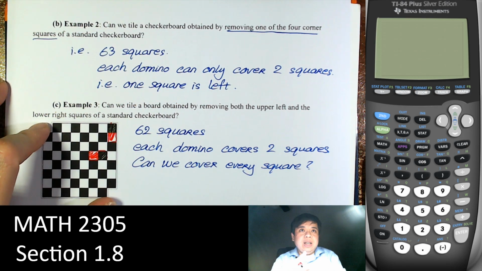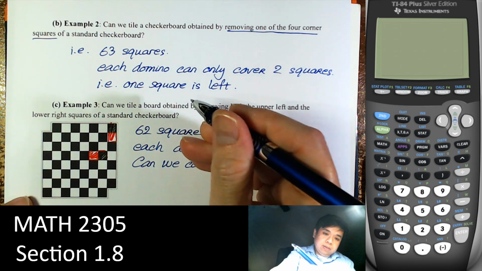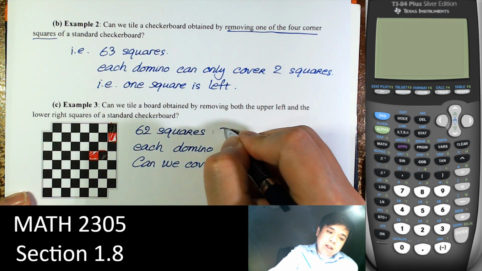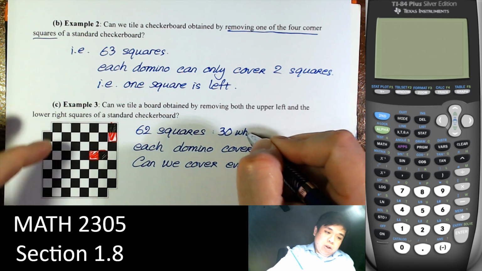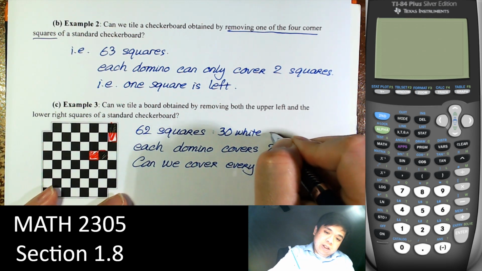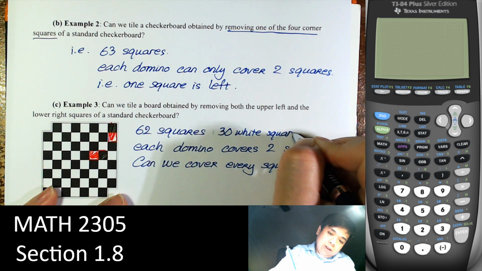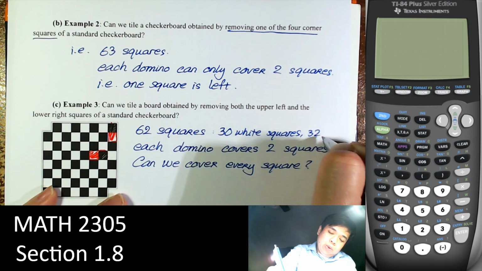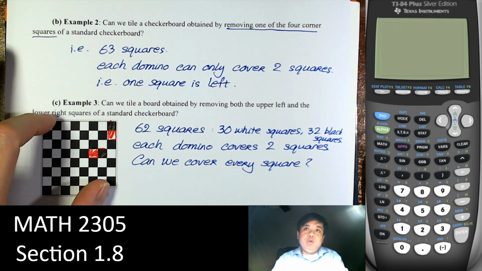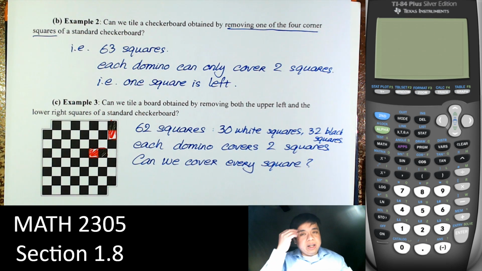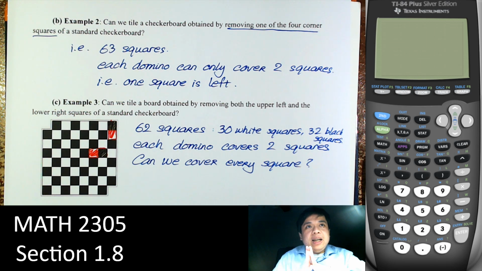So this 62 squares, 30 of them are white squares because we remove 2 out, and 32 are black squares. Right? Remove 2 corner white squares here. So in that case, we still cannot cover every square with the dominoes.